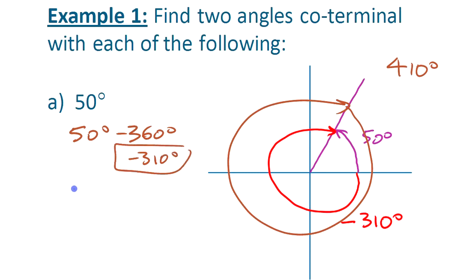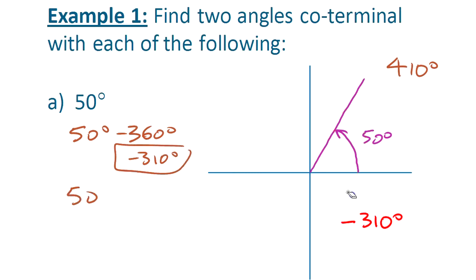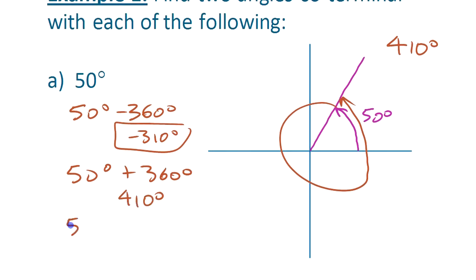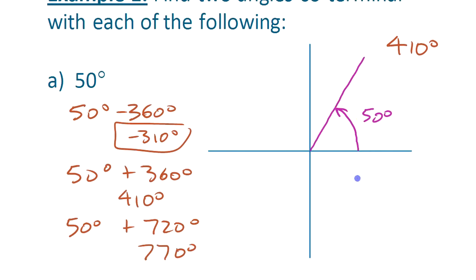If I took away 360, that's what gave me my negative 310 degrees. Or the second one I got is I took 50 degrees and then added a full turn to get to there. If I take my 50 degrees plus 360, that gave me my 410. I could get another one by adding any other multiple of 360, as in 2 times 360, 720. That would give me 770. That's another coterminal angle. You're going to get it by adding multiples of 360.